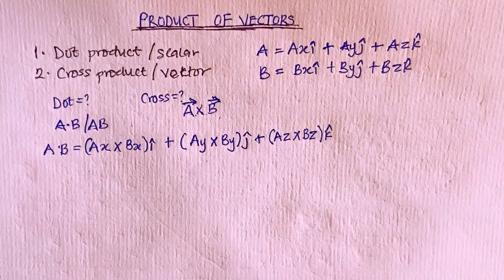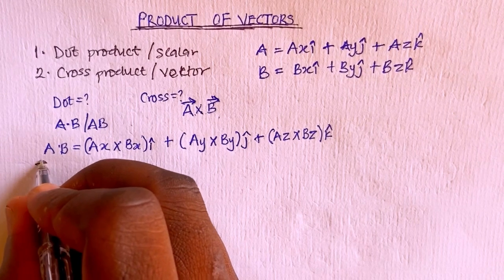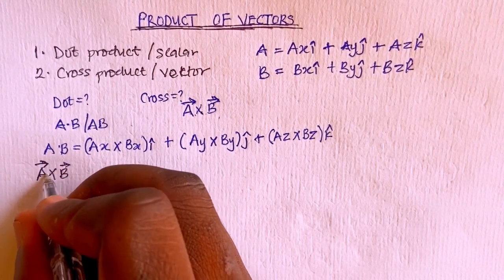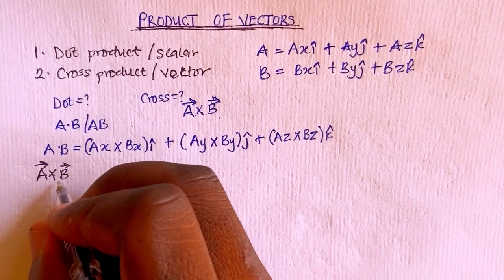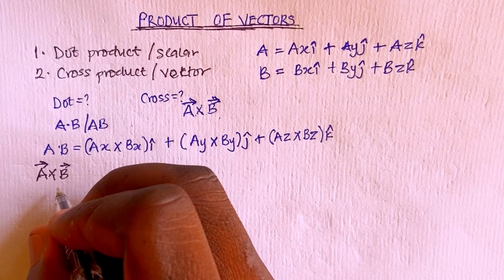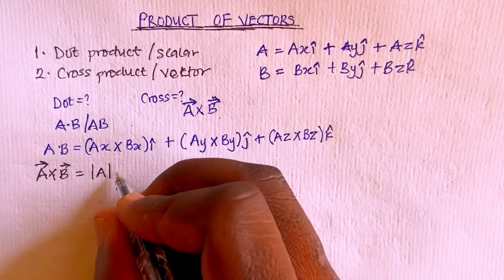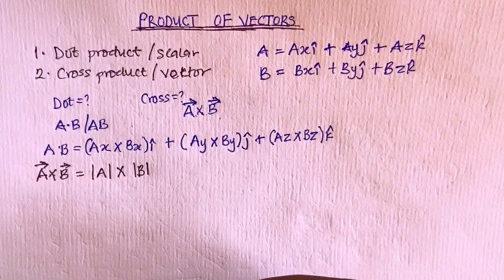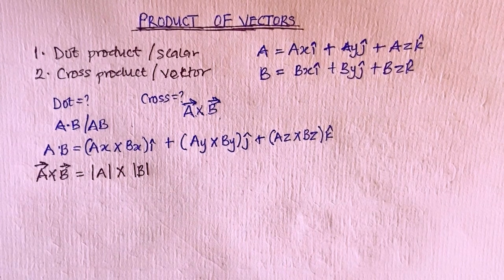Then what of the vector product? The vector product is vector A cross vector B. In this case, it will actually be the magnitude of A multiplied by the magnitude of B. So there are differences between the dot product and the cross product of a vector.